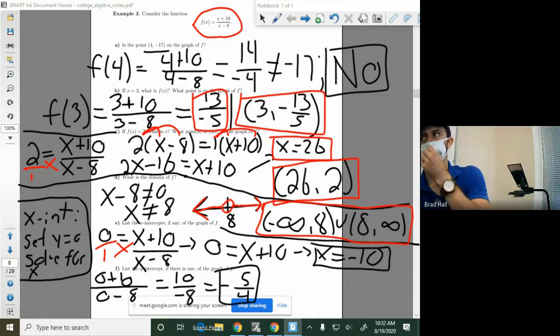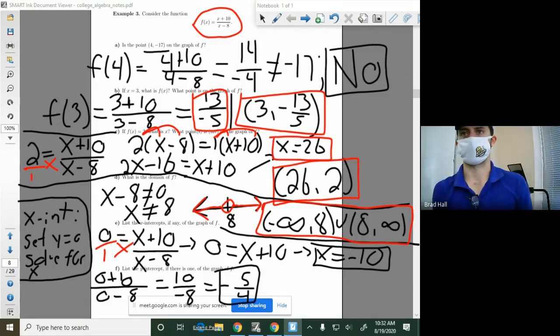So that one's a little bit easier. You just change all the x's to zeros and solve for y. Or just evaluate f of 0. So that would be your answer.